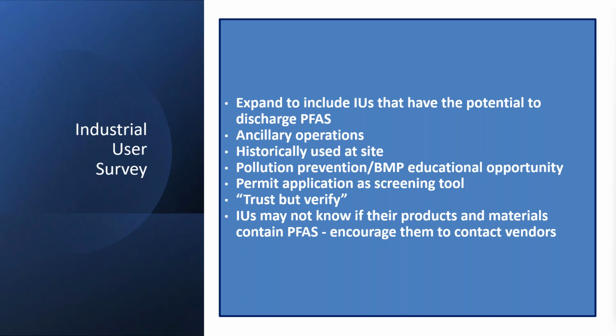So what is it that pretreatment programs can do now? The start is to begin with the industrial user survey. You want to expand the survey to include industrial users with the potential to discharge PFAS. There are several lists. We saw one of them earlier, but you can look at those, and at ancillary operations of facilities such as firefighting drills, vehicle washing, industrial pretreatment, et cetera. One of the things we want to be very cognizant of is that facilities that have used PFAS-containing chemicals in the past may still be sources of PFAS.